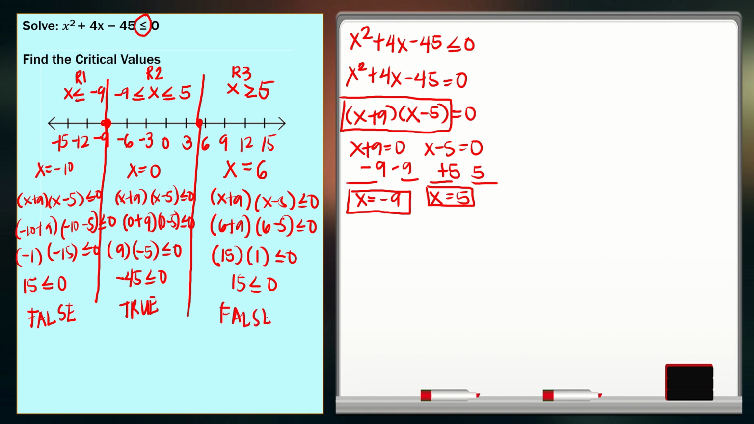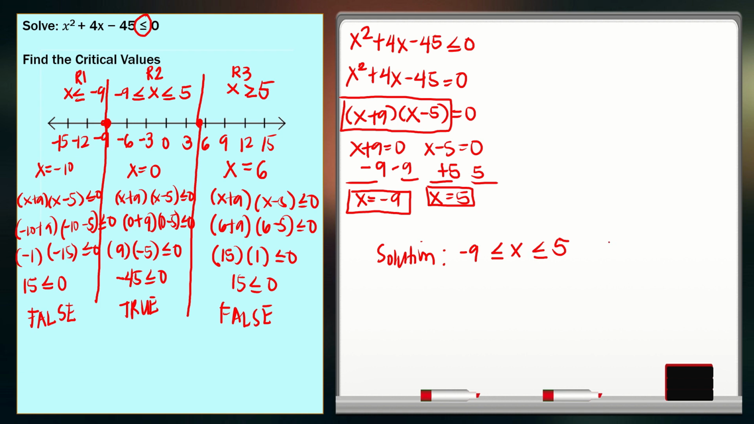So it means that the solution set here is from region 2. The solution set we will write is the one that shows true. So therefore, that is region 2. We have x is greater than or equal to negative 9 but less than or equal to positive 5.